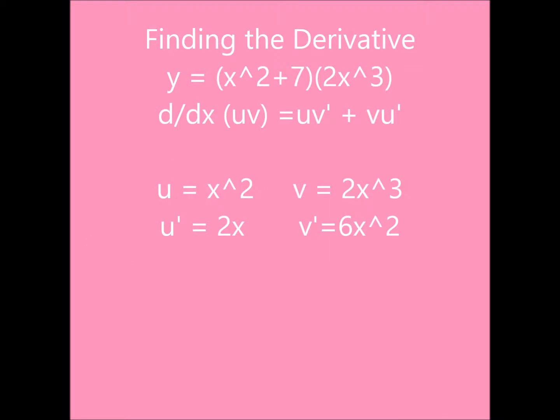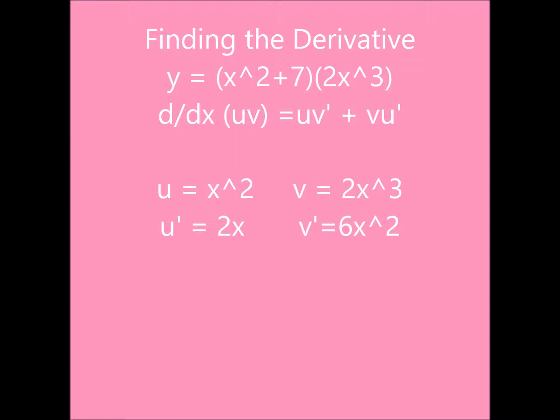For the derivative of the quantity x squared plus 7 times the quantity of 2x to the third, you have to use the power rule. u would equal x squared, v would equal 2x to the third, u prime would equal 2x, and v prime would equal 6x squared.